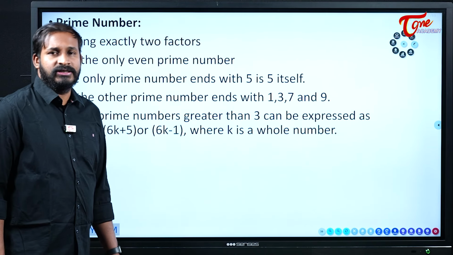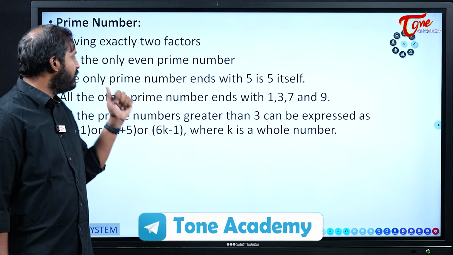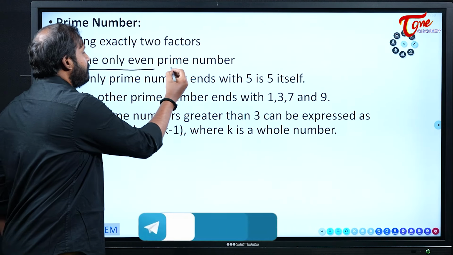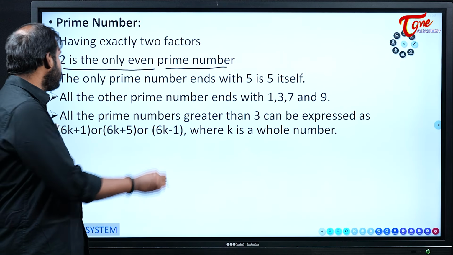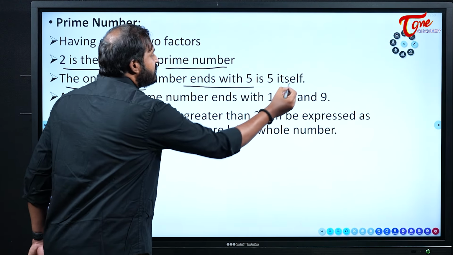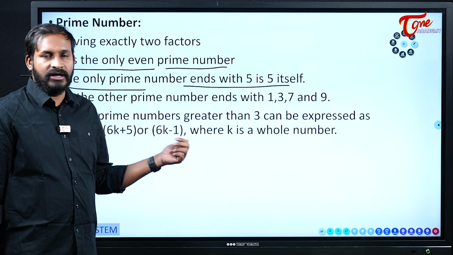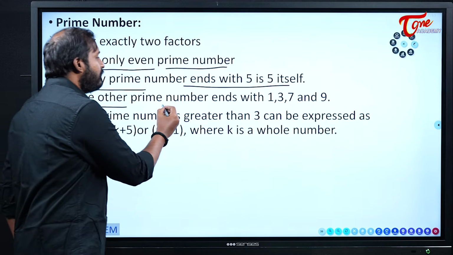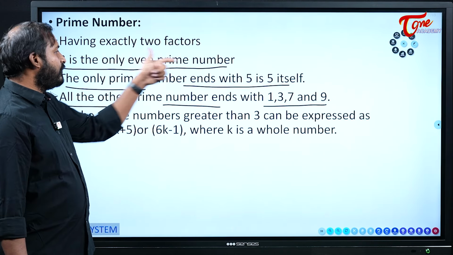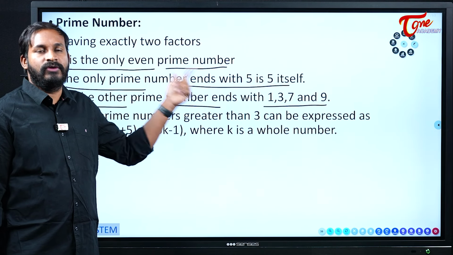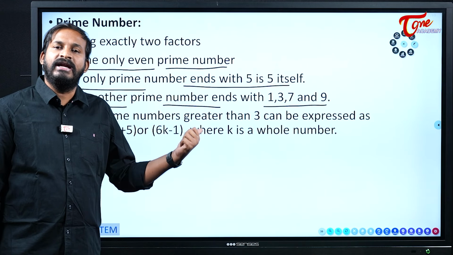Now, there are some properties of prime numbers. Having exactly two factors, we call that a prime number. Next, 2 is the only even prime number. Apart from 2, all the remaining prime numbers are odd. Next, the only prime number that ends with 5 is 5 itself. Except 2 and 5, all the remaining prime numbers end with 1, 3, 7 or 9.